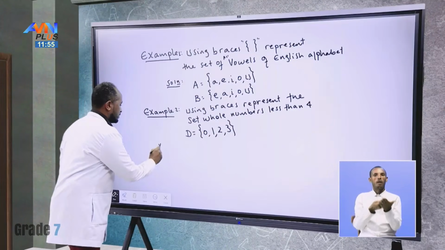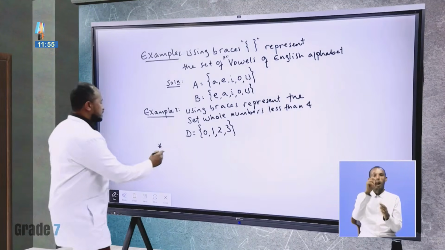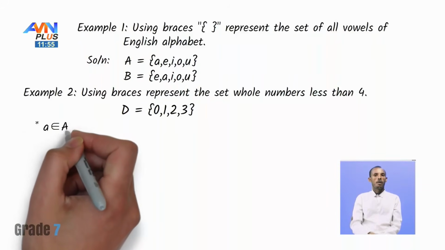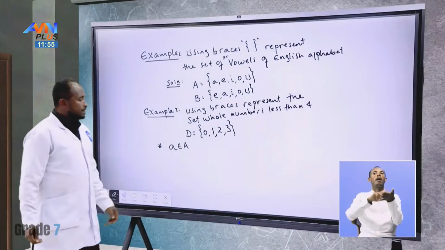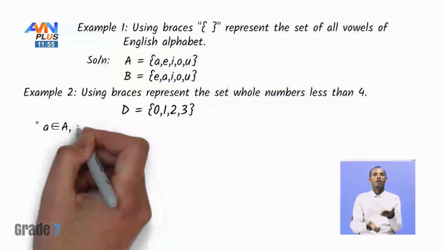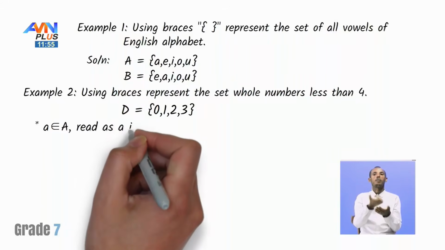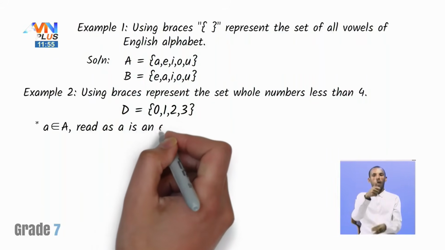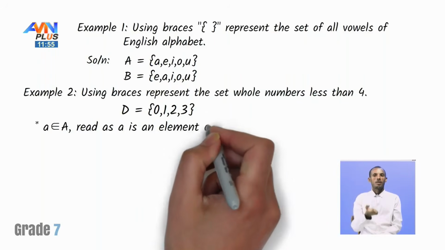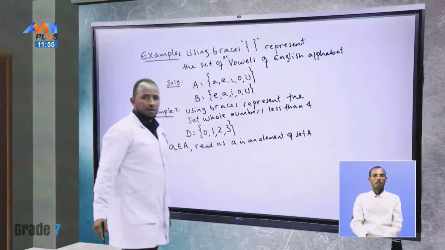Here, let's see one symbol. This symbol is read as A is a member of set A. This one is read as A is an element of set A. That's the meaning.